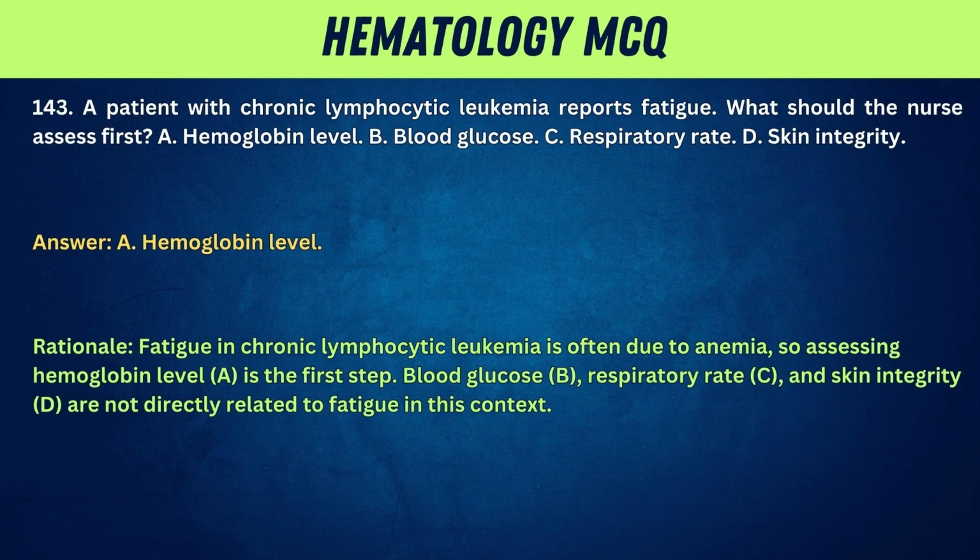143. A patient with chronic lymphocytic leukemia reports fatigue. What should the nurse assess first? A. Hemoglobin level. B. Blood glucose. C. Respiratory rate. D. Skin integrity. Answer: A. Hemoglobin level. Rationale: fatigue in chronic lymphocytic leukemia is often due to anemia, so assessing hemoglobin level, A, is the first step. Blood glucose, B, respiratory rate, C, and skin integrity, D, are not directly related to fatigue in this context.